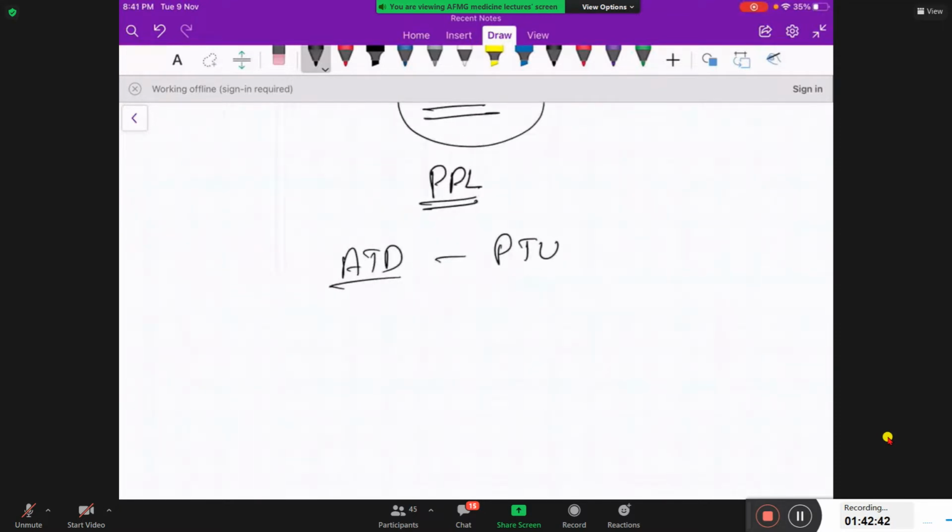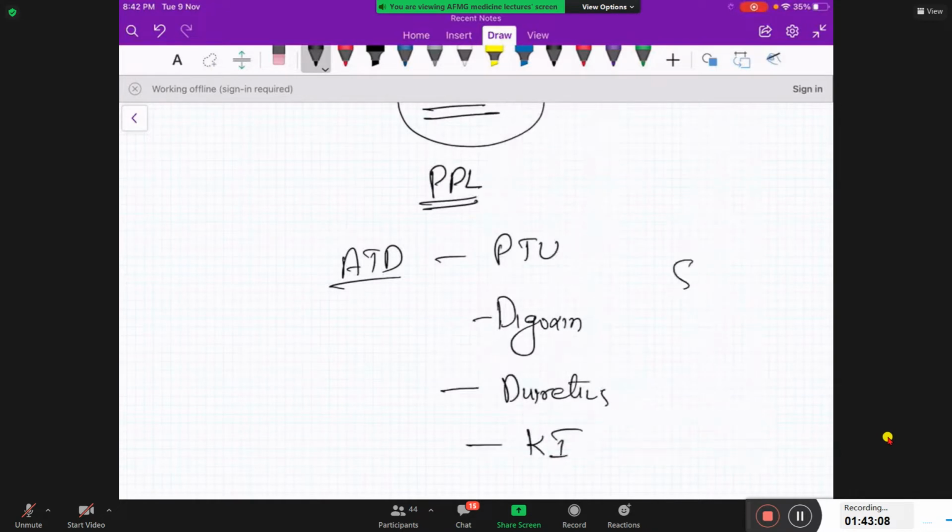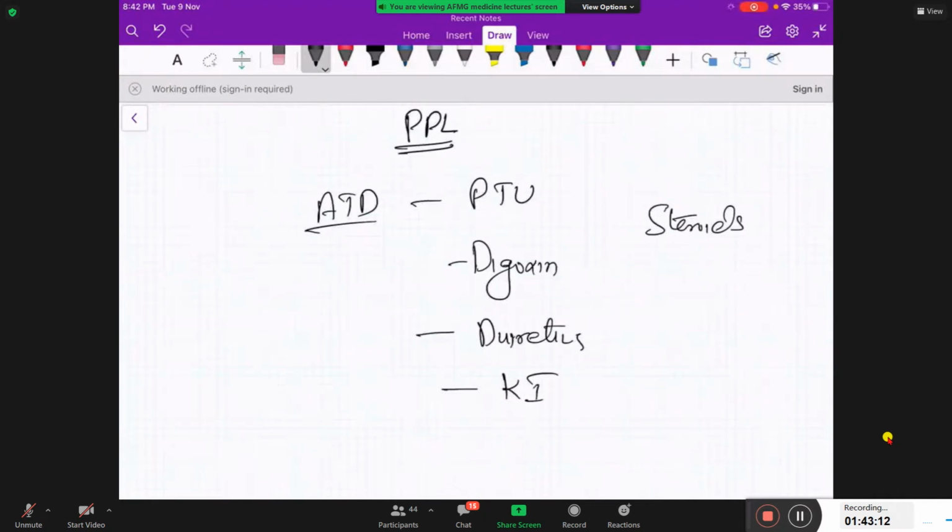So it is propylthiouracil for treatment of this, right? Anti-thyroid drug. And not only this, other drugs also may be needed. You should know what all drugs are needed once the patient develops a thyrotoxic crisis: digoxin, diuretics, potassium iodide, and also steroids. These are the drugs that may be required once the patient develops a thyrotoxic crisis.